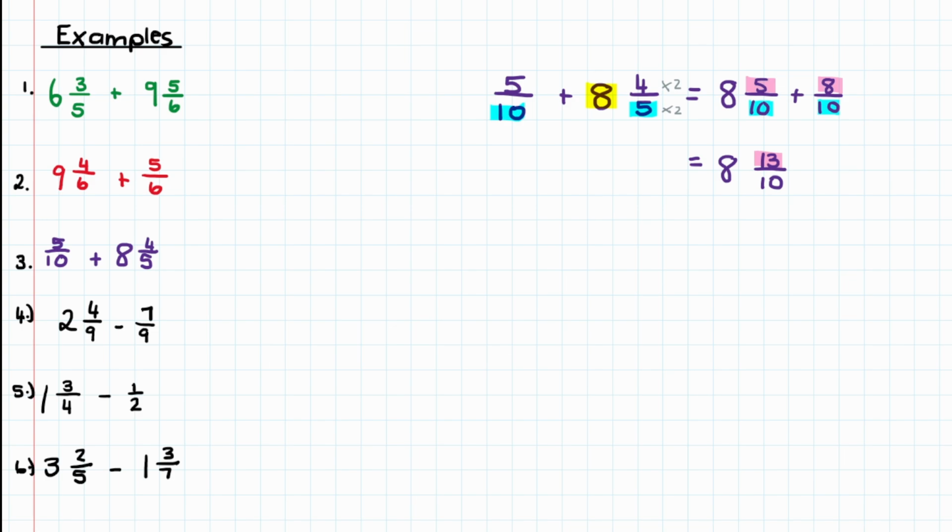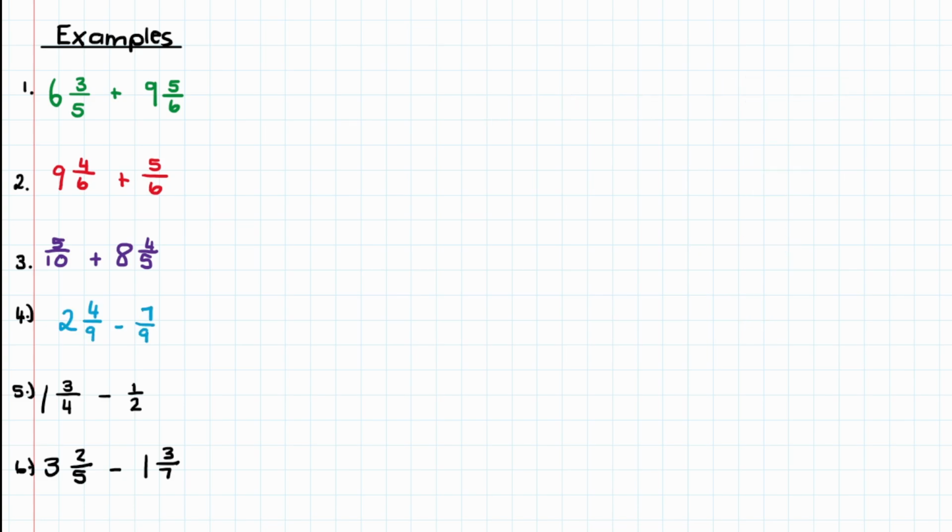When I add my numerators, I am left with 13 over 10, which, as a mixed number, gives me 1 and 3/10. When I add that to my whole number of 8, I get a final answer of 9 and 3/10. Let's see how you did with the subtraction.